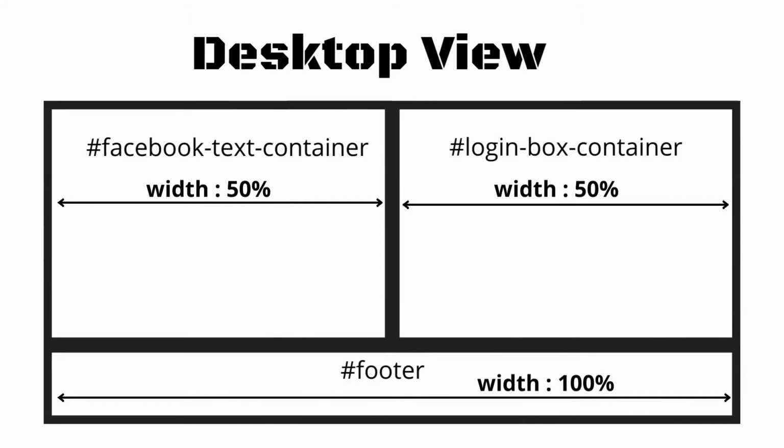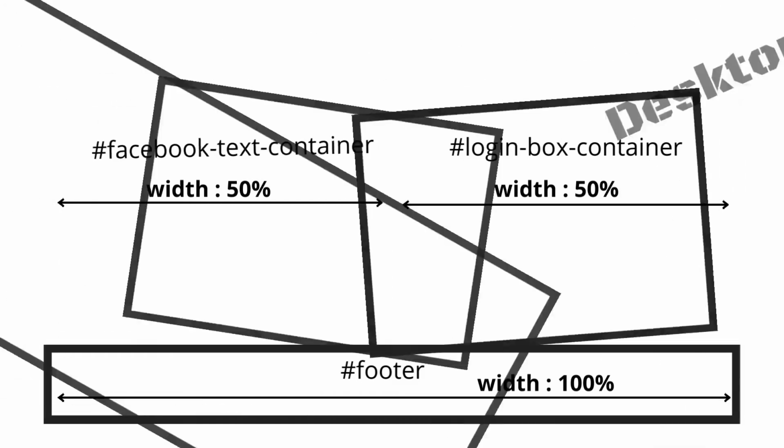So now let's mark the known CSS properties. The width of the Facebook text container is approximately 50%. The width of the login box container is approximately 50%, and the width of the footer is 100%.